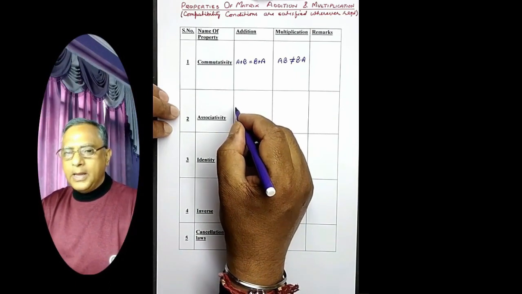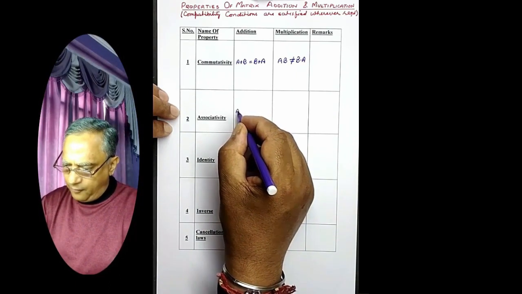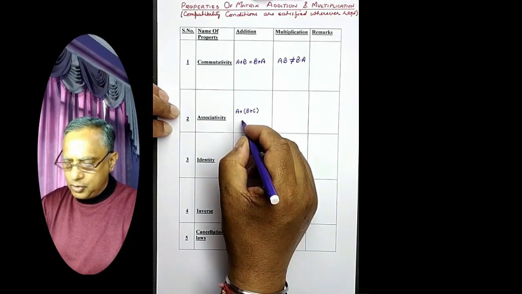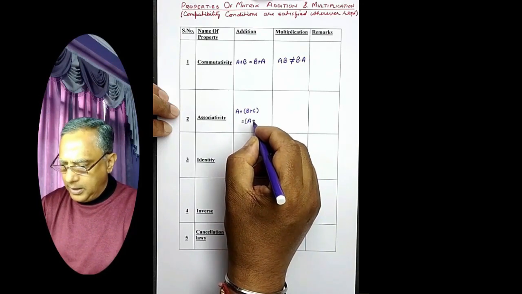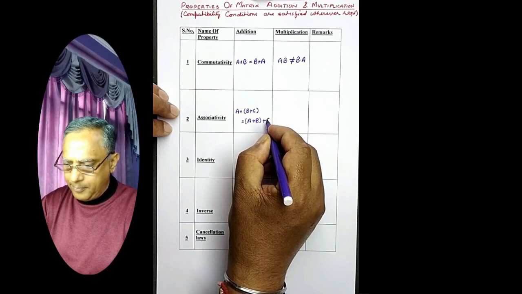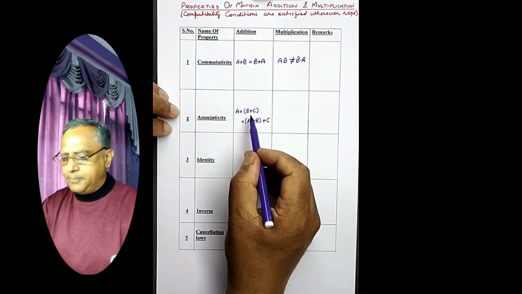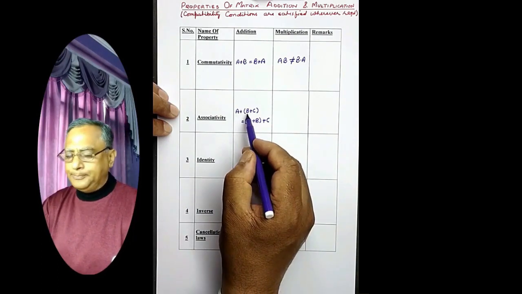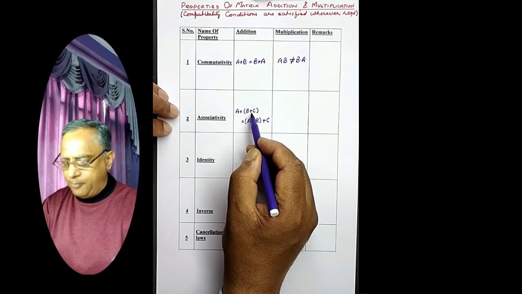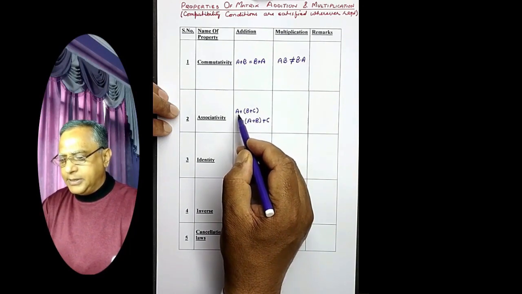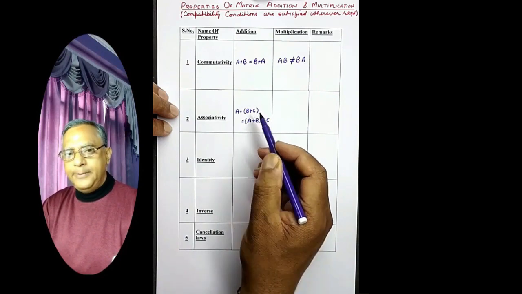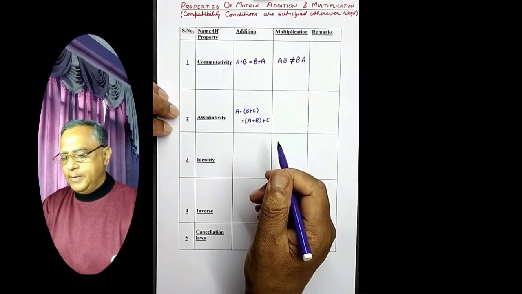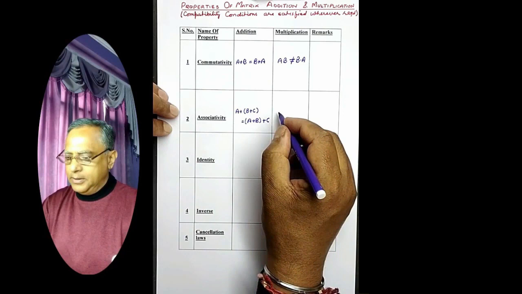Next property is associativity. Associativity of addition. A plus B plus C is equal to A plus B plus C. That is, the bracket can be moved from B plus C to A plus B. That is, we can first find the addition of B and C and then add this to A, or we first find A plus B and then add it to C. Both the results will be same.